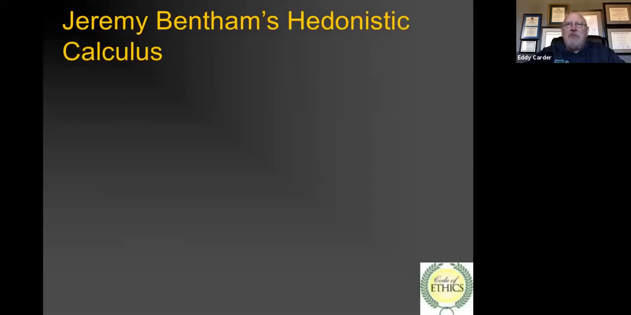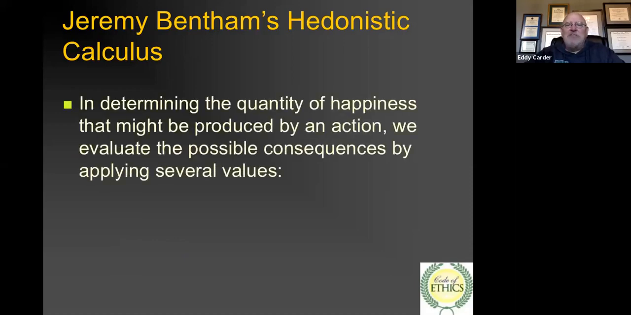Now, Mr. Bentham, as a result of that, came up with what some term a hedonistic calculus. That's a fancy way of saying a way to calculate the amount of good that is produced, or the amount of enjoyment that is produced by a certain activity. He says that in determining the quantity of happiness that might be produced by an action, we evaluate the possible consequences by applying several values. Now, I want you to notice in that statement the words quantity of happiness. Mr. Bentham was concerned with the quantity of happiness, the amount of happiness in our lives, or the amount of enjoyment, or the amount of pleasure. So as a result, this is a quantitative theory that he is advocating.